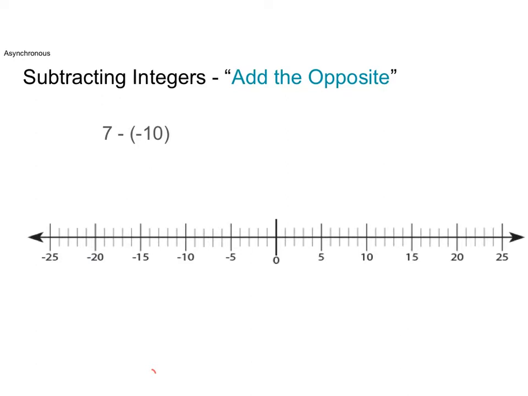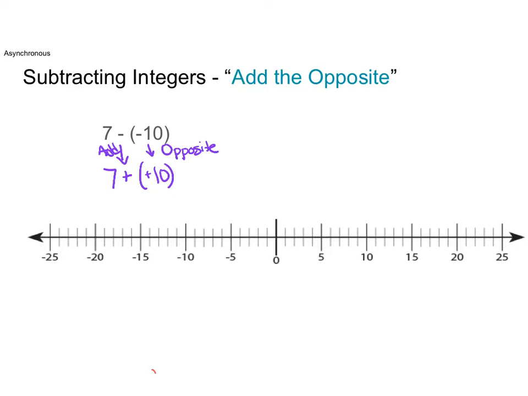Now we're going to do 7 minus a negative 10. So we need to work on add the opposite. So instead of subtracting, I'm going to add. So I have 7 plus, so this would be add, and then this would be, I need the opposite. So the opposite of negative 10 is a positive 10. So now I just have 7 plus 10 basically.